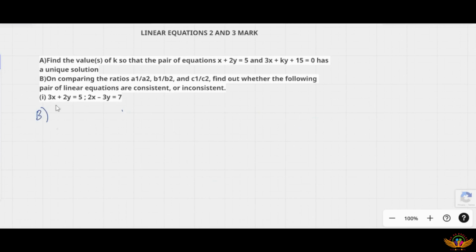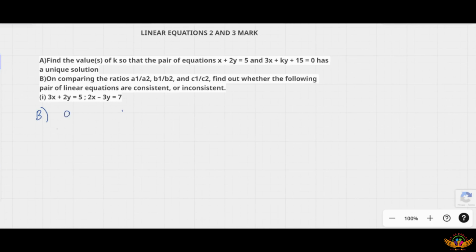For the B part, they have given: on comparing the ratios A1 by A2, B1 by B2 and C1 by C2, find out whether the following pair of linear equations are consistent or inconsistent. We have consistent dependent and consistent independent. For inconsistent, only the last rule was there, where we get parallel lines and it has zero solution. Yes, right. Let us first do it.